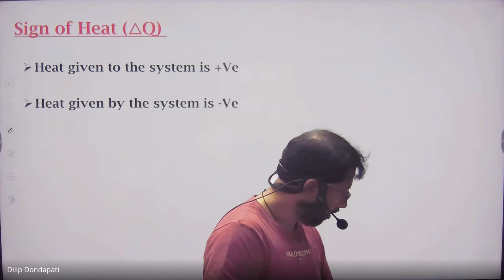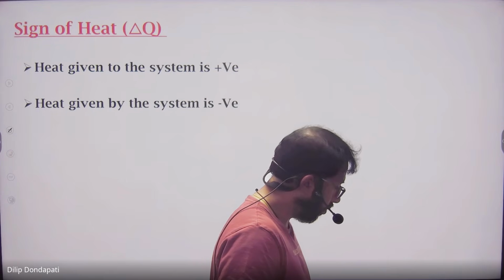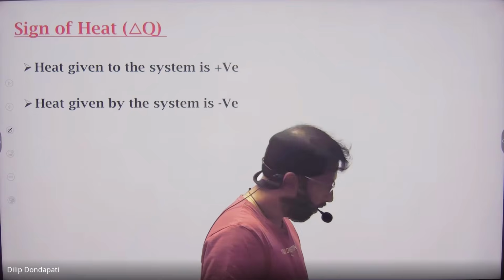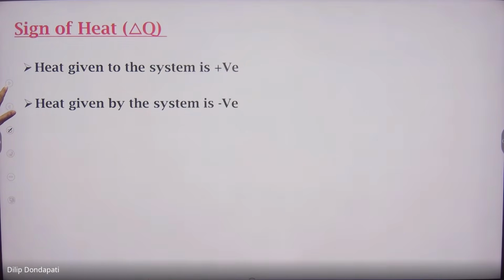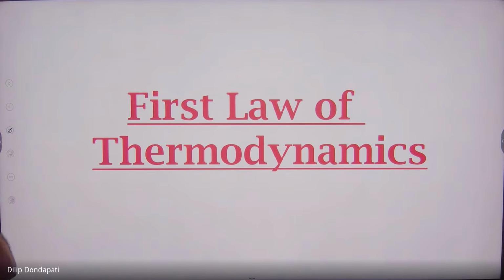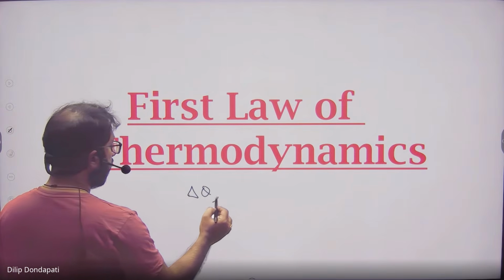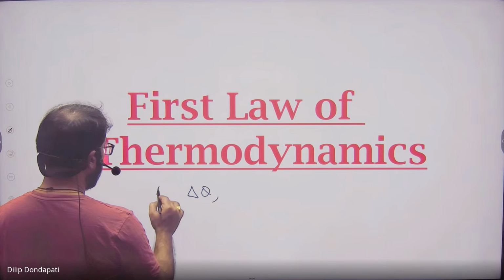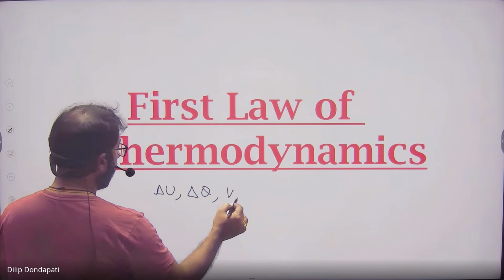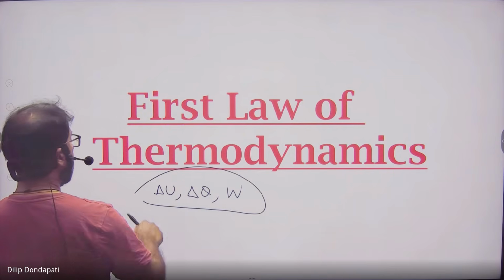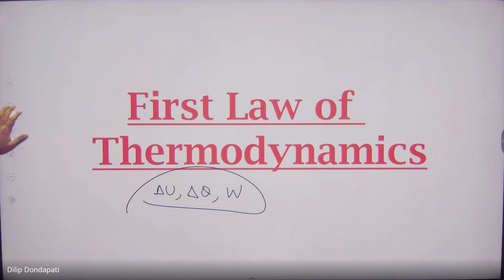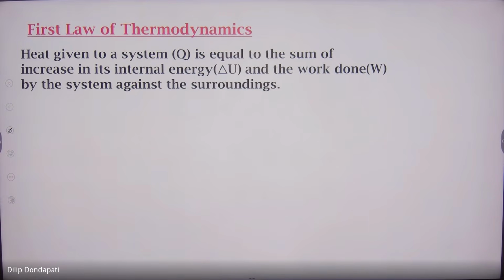Got it? Now you already know the three variables. You understood the three variables properly. Now we will learn the first law of thermodynamics. We studied the three variables: delta U, heat and work done. The relationship between these three parameters is what we have to know as the first law. So what is the first law? Heat given to the system is equal to the sum of the increase in internal energy and the work done.